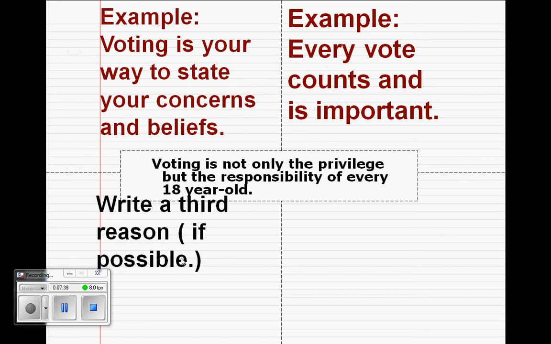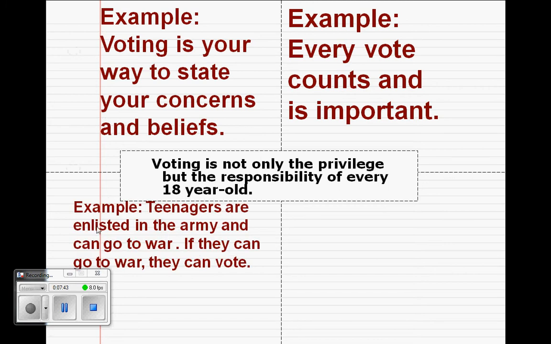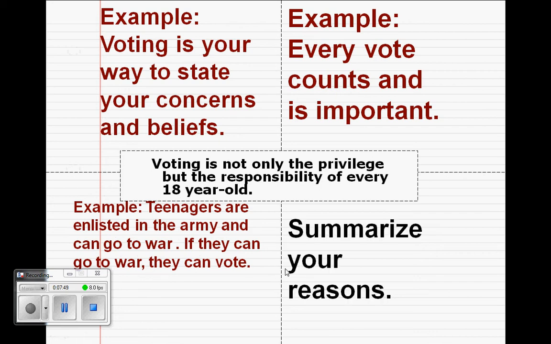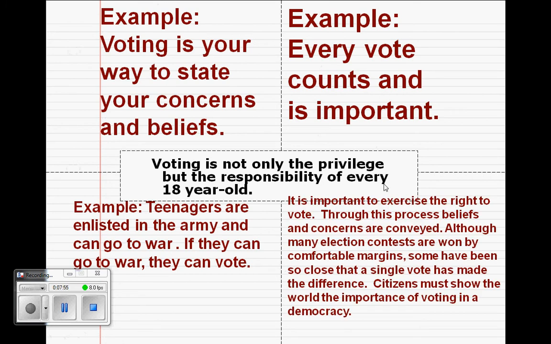Here you write a third reason if possible, and it's preferable to write a third reason. For example, here, teenagers are enlisted in the army and can go to war. If they can go to war, they can vote. Now you summarize the 3 reasons, 3 points here in the conclusion, and this is the core of your essay. Summarize all your viewpoints and the reasons you provided.